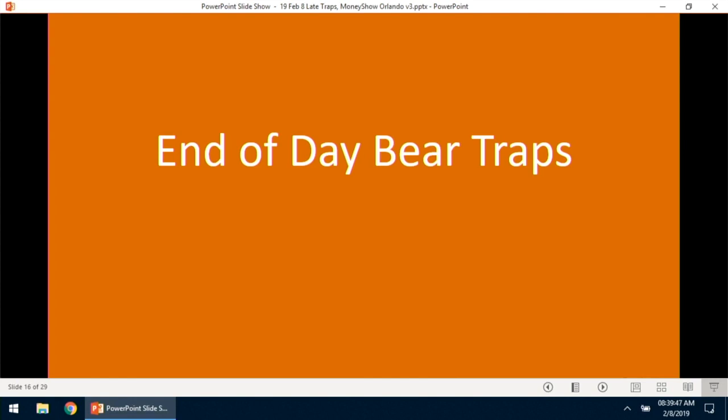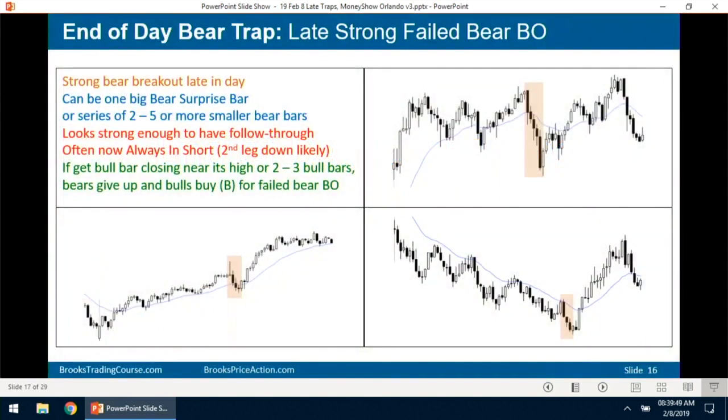Bear traps, the opposite of everything that I just said. Here we have a bull trend and a strong sell-off. Here we have a trading range and a strong sell-off. And here we have a bear trend and a strong sell-off.